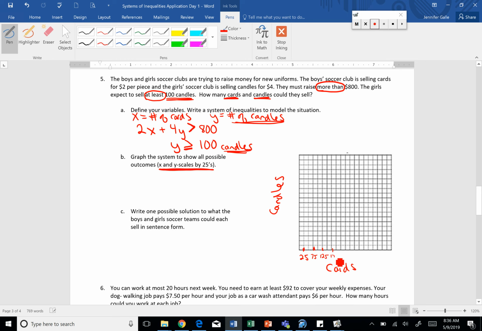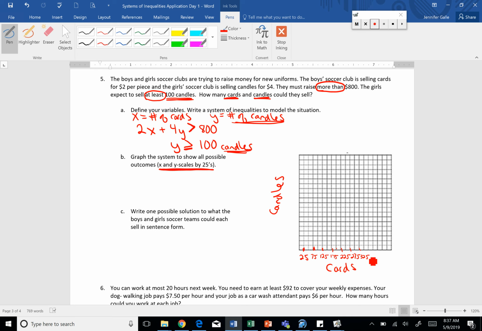150, 175, 200, 225, 250, 275. So, I'm even having trouble getting it to fit, and I'm just labeling every other one. So if you need to label less than that, you sure can. So label every other one. It's just going to make things fit a little easier.